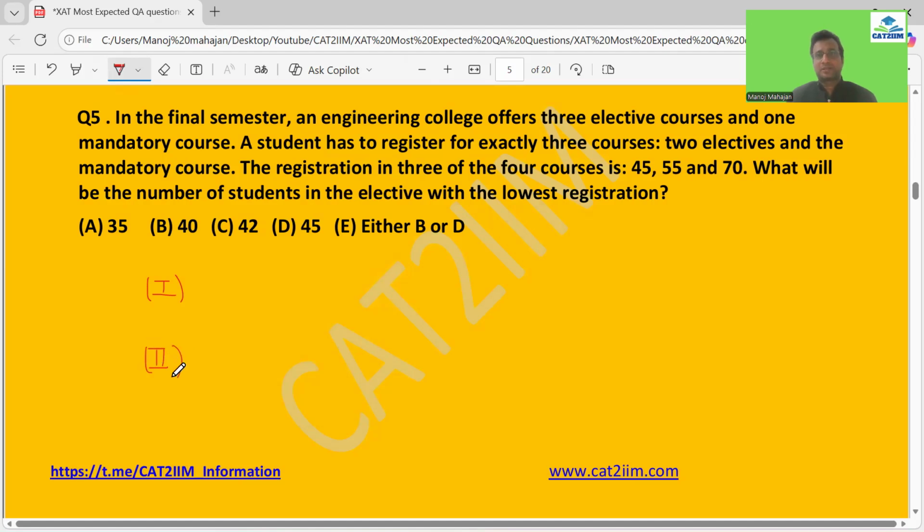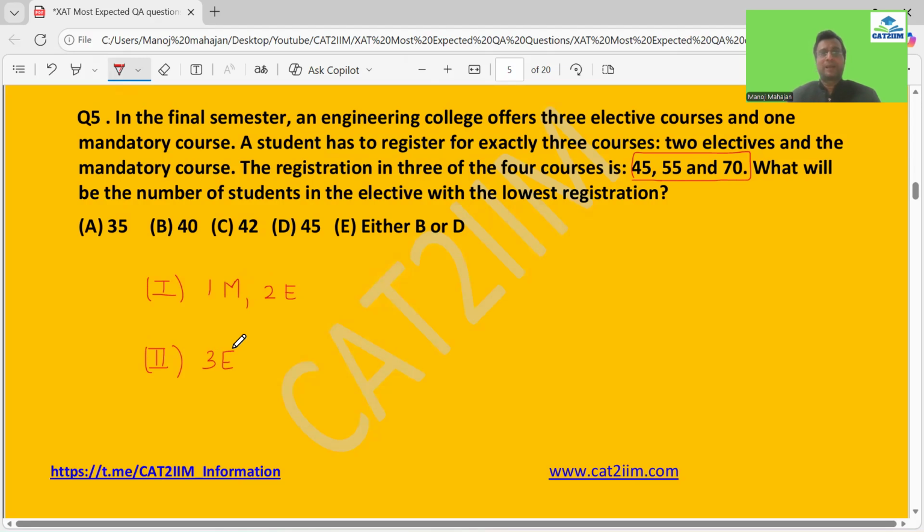So the first case is, so these are three courses out here. So the first case I picked up is, out of these three numbers, one represents the mandatory course number. So M represents the mandatory and two elective. So that's case number one. Or all these three registrations, if I look over here, could be for three electives. So these are the only two cases we have, right? So let me go with the first case out here.